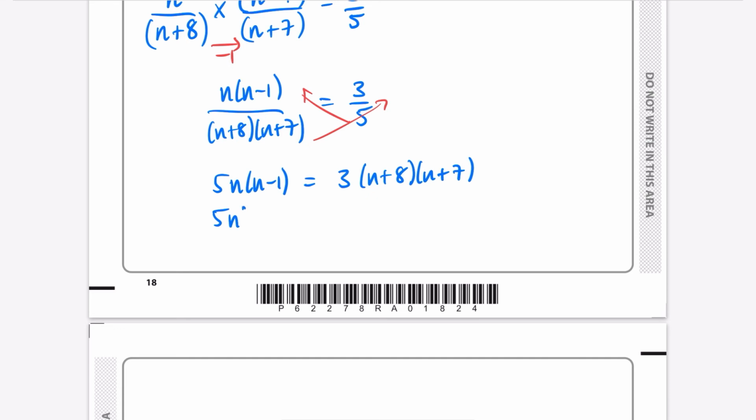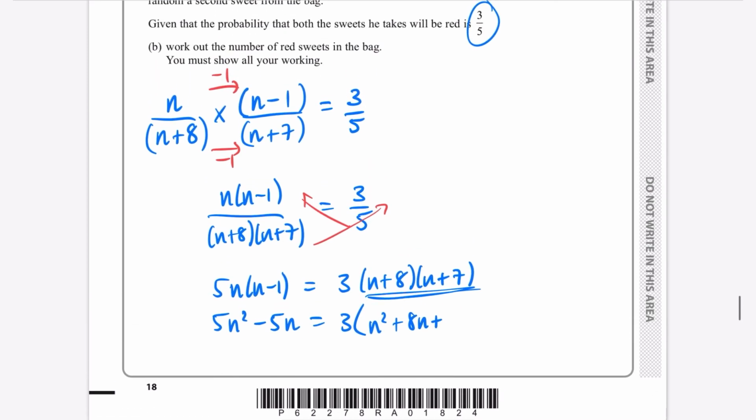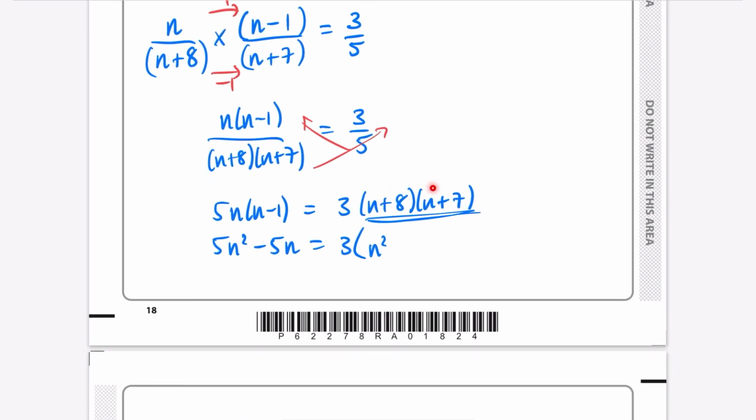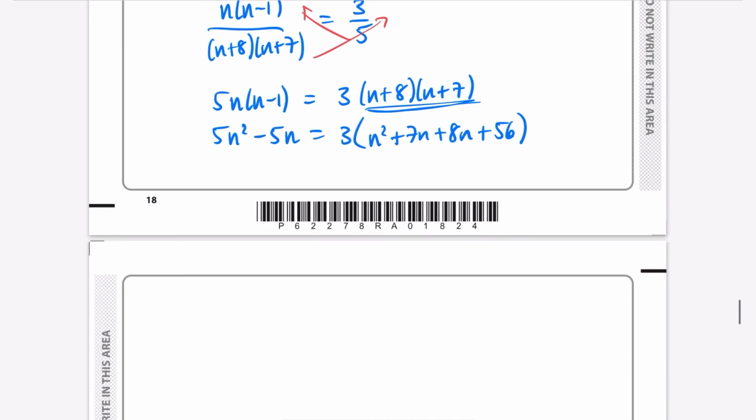5n times n is 5n squared, 5n times minus 1 is minus 5n. I'm just going to do this bit of the brackets first, and then I'll deal with the 3 afterwards. So it's going to be n squared plus 8n plus 7n plus 8n plus 56. Let's simplify. So it's 5n squared minus 5n. That's 3 brackets n squared plus 15n plus 56.